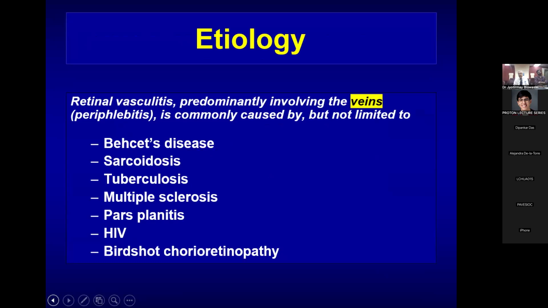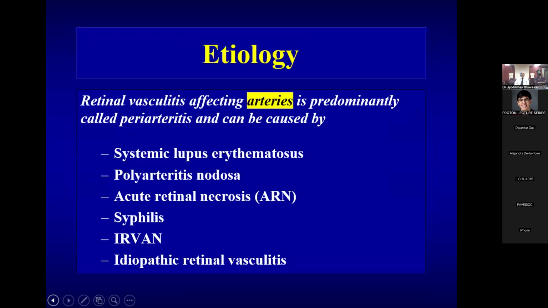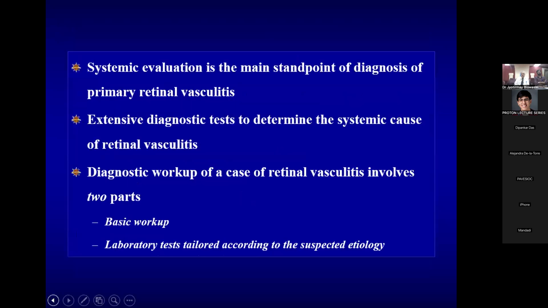Retinal vasculitis, when it predominantly involves the veins, that's periphlebitis, is commonly caused by, but not limited to, Behçet's disease, sarcoidosis, tuberculosis, multiple sclerosis, pars planitis, a type of intermediate uveitis, HIV, and birdshot chorioretinopathy. When it involves predominantly the arteries, it's systemic lupus erythematosus, polyarteritis nodosa, acute retinal necrosis, syphilis, IRVAN, that is idiopathic retinal vasculitis, aneurysms and neuroretinitis, and idiopathic retinal vasculitis.